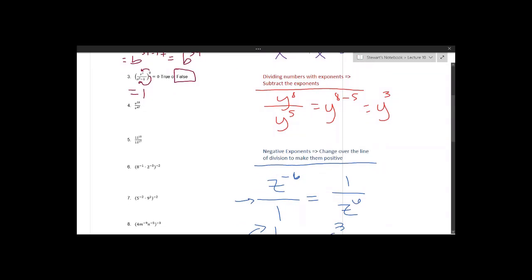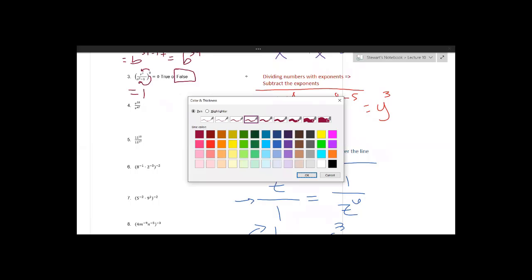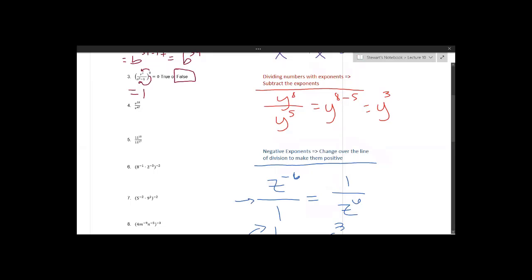Okay, number 4, aside from true or false, we actually get to evaluate something on our own. We have v to the 25th over v to the 47th power. So since we're dividing in this case with the same base with different exponents, we're going to subtract. So we're going to end up with v to the 25th minus 47th, which is going to leave us with v to the negative 22nd power.